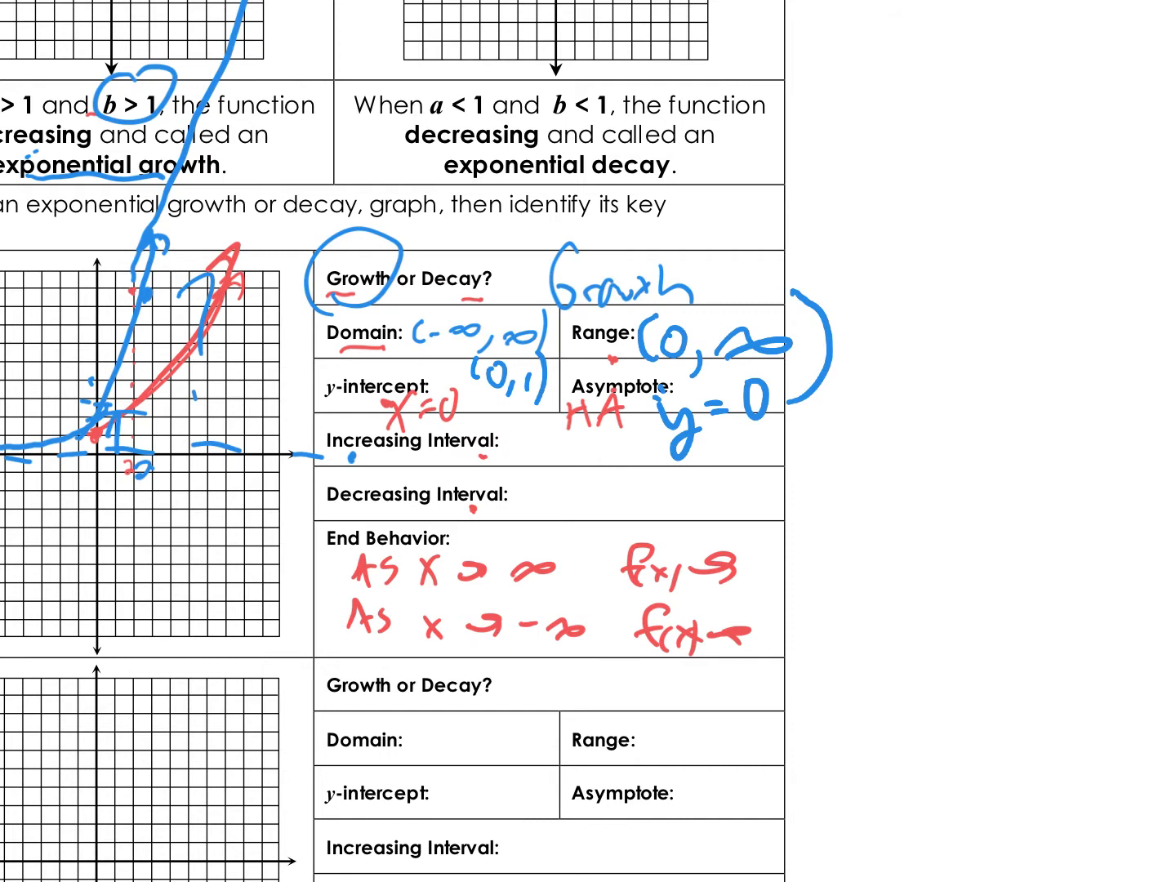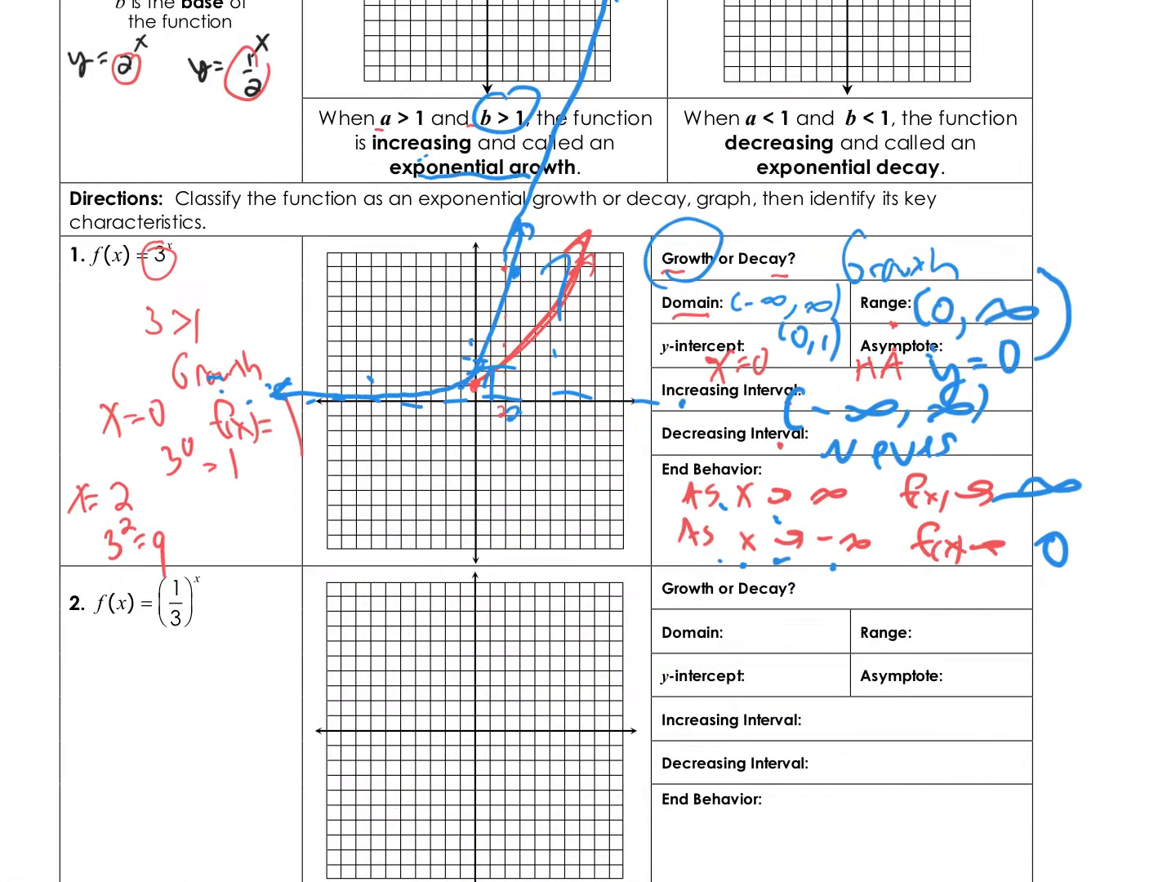This function does increase on its entire domain. So it increases from negative infinity to infinity, from left to right. It never decreases. As x goes to infinity, f of x goes up to infinity. As x goes left forever, negative infinity, f of x approaches 0, because that's the horizontal asymptote. As x approaches negative infinity, the y value approaches 0.